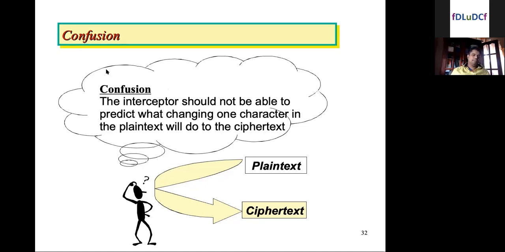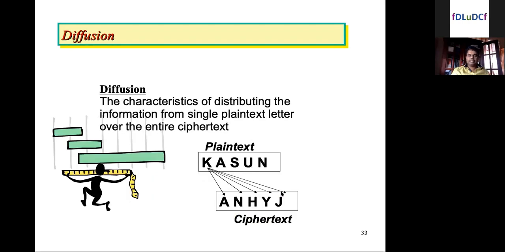So when you think about confusion, confusion is defined as: the interceptor should not be able to predict what changing one character in the plain text will do to the ciphertext. That means if someone changes that character and we can see this part will change, then we see this character has a relationship to that character. Like that, the cryptanalyst, or the person who tries to analyze this ciphertext, may sometimes identify relationships between the plain text and the ciphertext. If they identify such relationships, they could be able to break those ciphers. So those relationships should be completely destroyed.